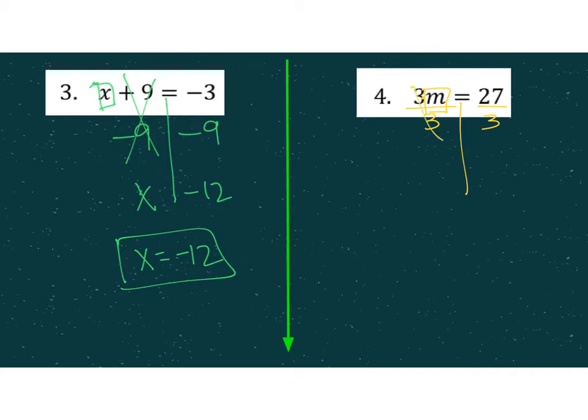3 divided by 3 is 1, and 1 times m is not going to change m. M will stay the same. So I have 3 divided by 3, which goes away. That leaves me with m. On the right-hand side, I have 27 divided by 3, which is 9. So my answer here is m equals 9.